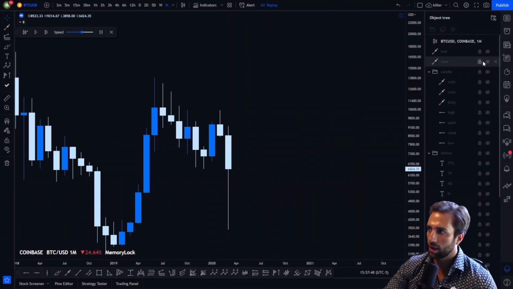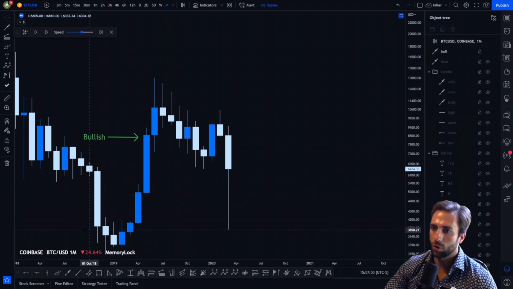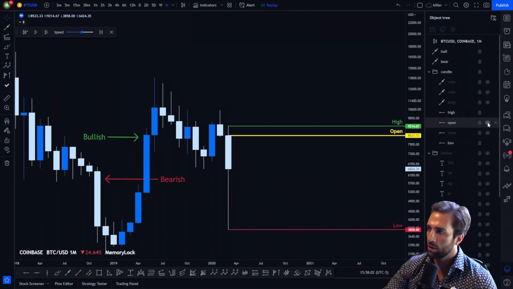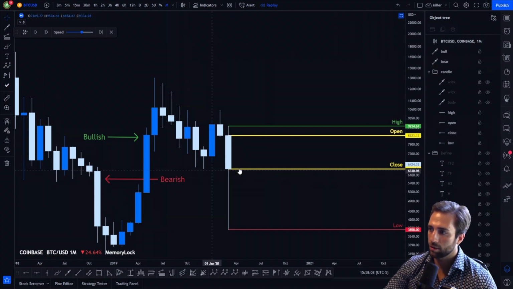There are two types of candlesticks. We have bullish candlesticks that give us a move up, and bearish candlesticks that give us a move down. A candlestick can be broken into four parts: our high, low, open, and close. If the close is below the open, that's a bearish candle. If the close is above the open, that's a bullish candle.